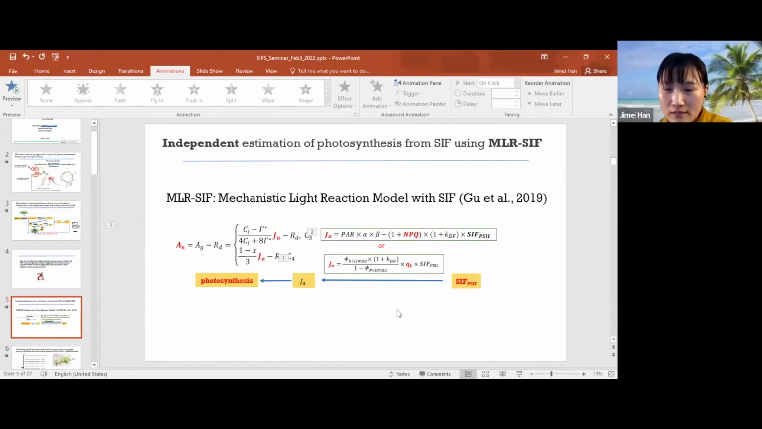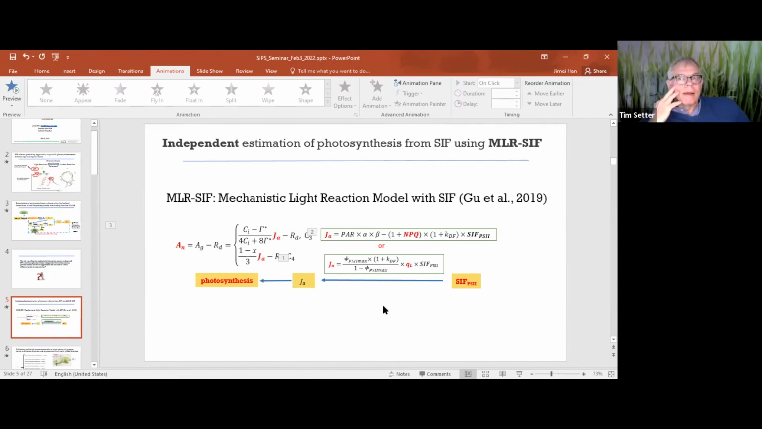Yes, QL is the fraction of open reaction centers in PS2. It can reflect the redox state of PS2, and it can vary with both light and carbon reactions. I mean, it can reflect the balance between light and carbon reactions.